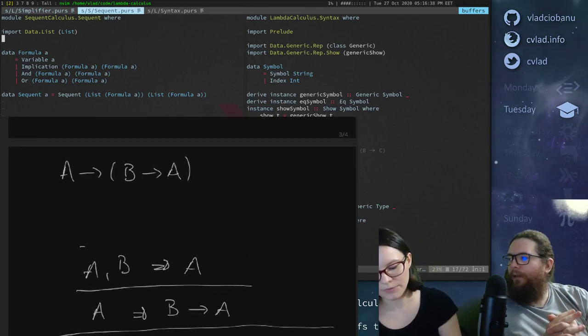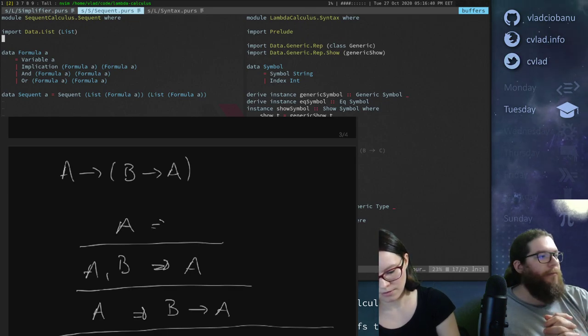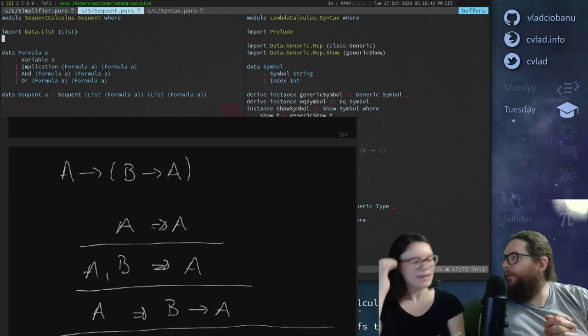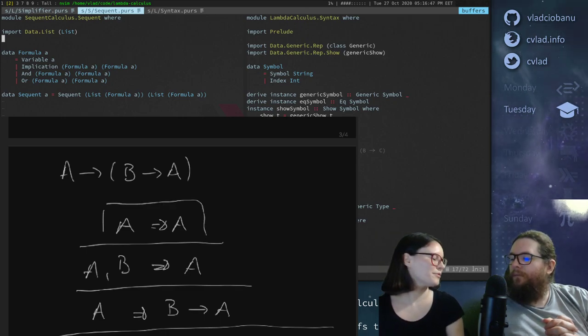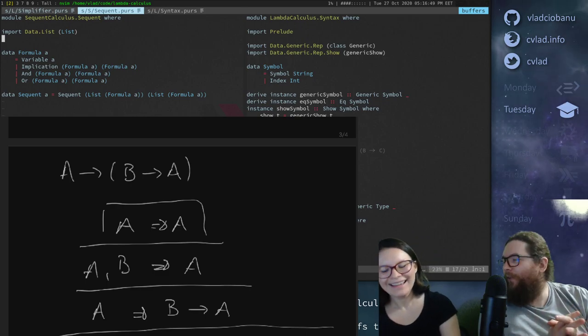Weakening, throw away the B. You throw away the B. And I guess this is a rule, right? And yes, these are what they call the initial sequent. Maybe I was supposed to start with this. I mean, it's obvious, right? If you know it, you can prove all of it.